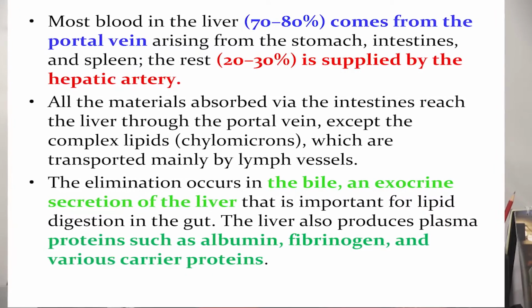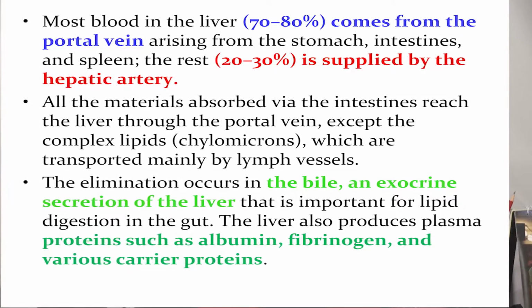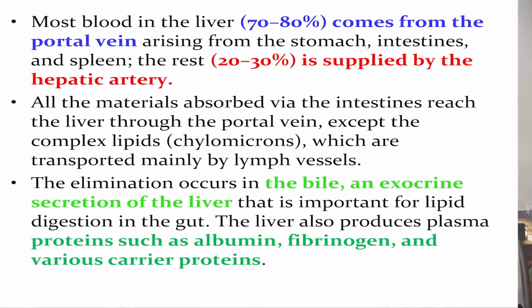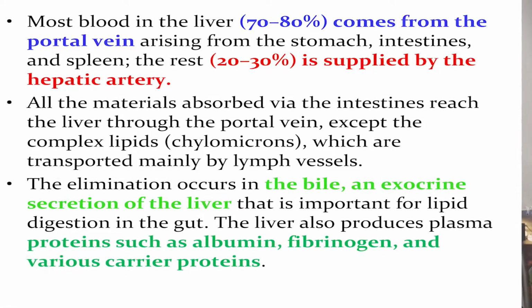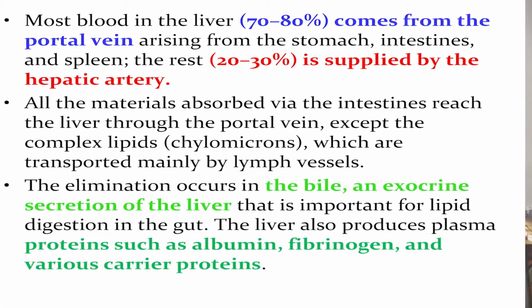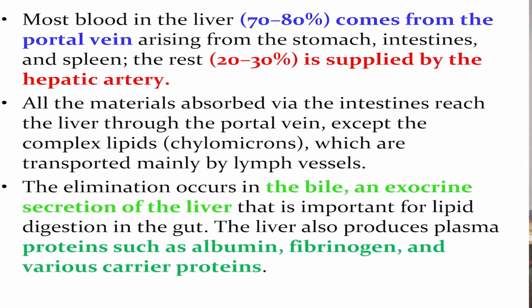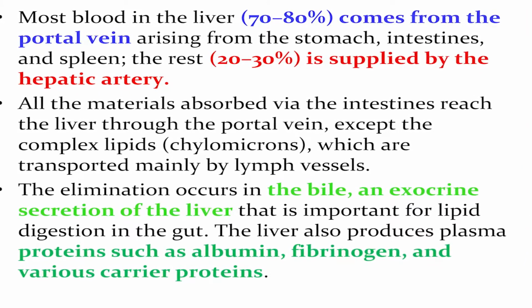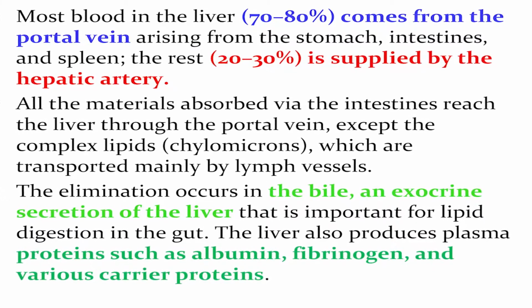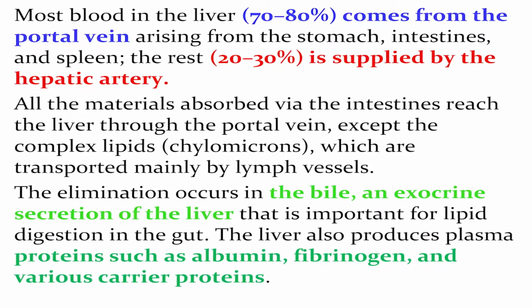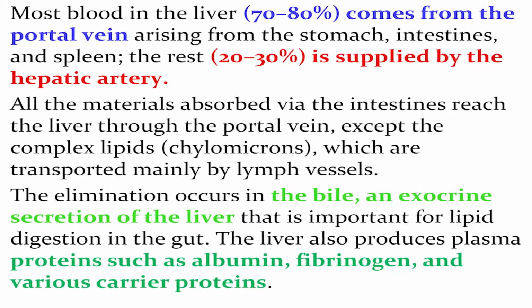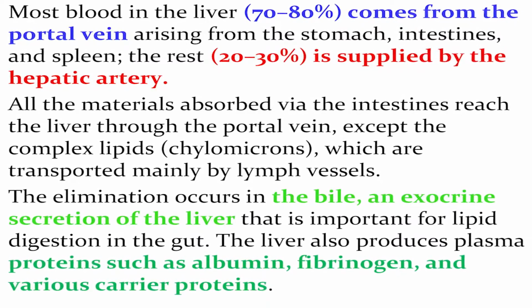All the materials absorbed by the intestine reach the liver through the portal vein, except the complex lipids, which are transported mainly by the lymph vessels. The elimination occurs in the bile, an exocrine secretion of the liver that is important for lipid digestion in the gut. The liver also produces plasma proteins such as albumins, fibrinogen and various carrier proteins.